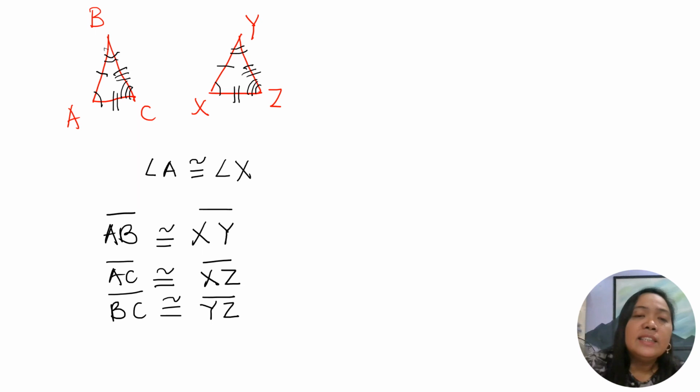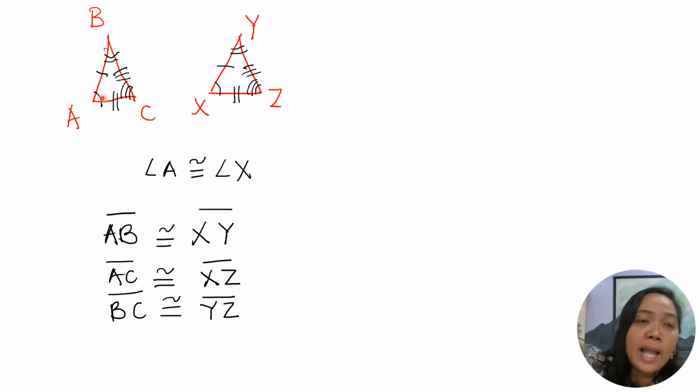Are the corresponding sides of triangle ABC congruent to the corresponding sides in triangle XYZ? The answer is yes. As we have written here, AB is congruent to XY. AC is congruent to XZ. And BC is congruent to YZ.